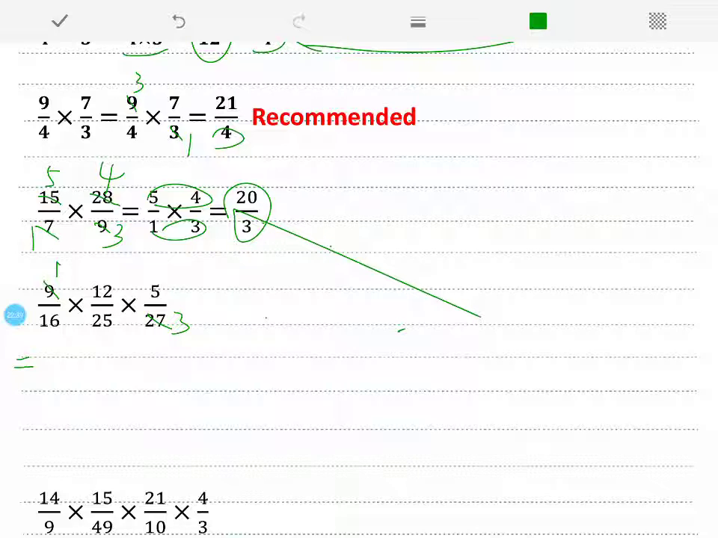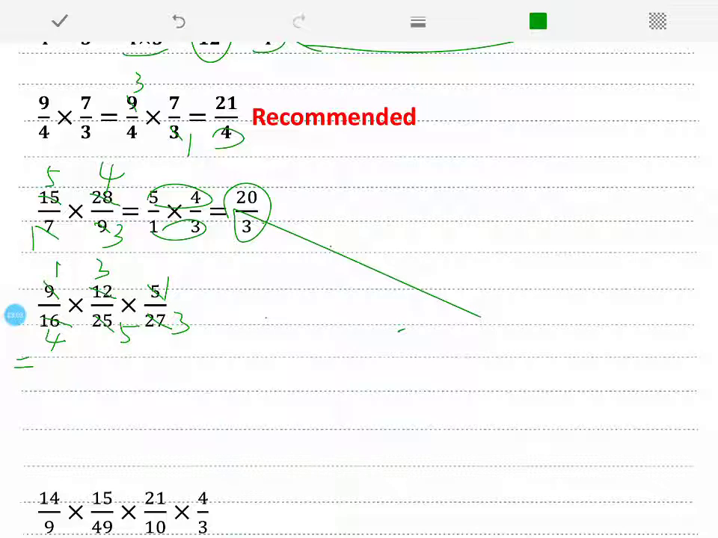And you choose 12 and 16, because you choose one from the top and the other from the bottom. The common factor between 12 and 16 is 4. Divided by 4, 12 becomes 3 and 16 becomes 4. 5 and 25, similarly: 5 becomes 1, 25 becomes 5.